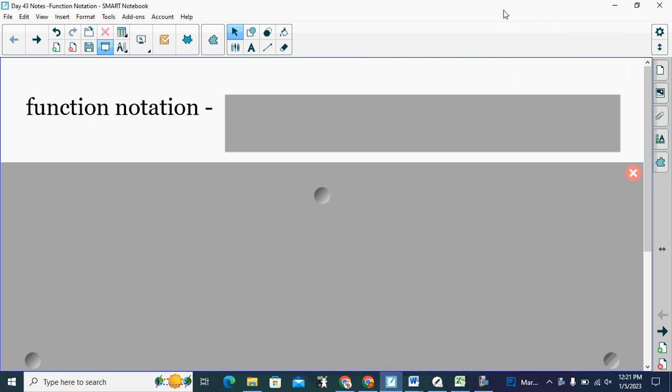Today we are taking a look at something called function notation. Function notation, that'll be the title of today's lesson. And we will start by defining function notation.